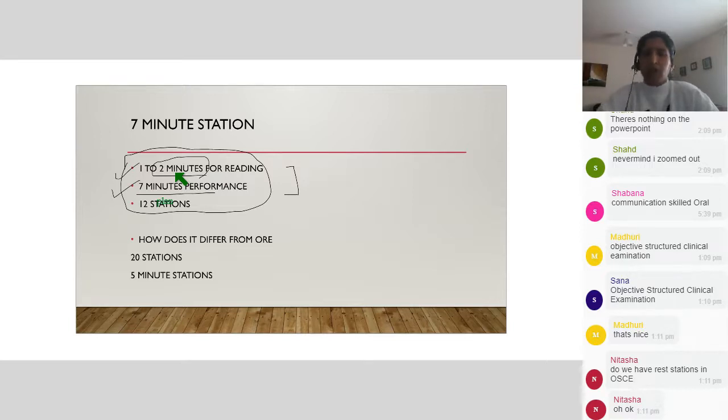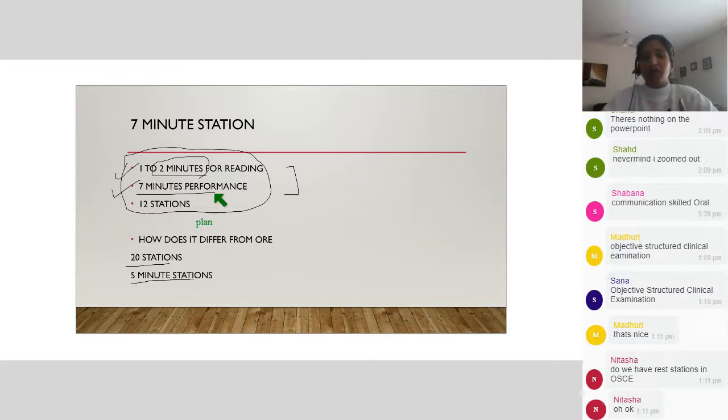Okay. Now in ORE you have around 20 stations. Around 18 stations you are assessed, 2 stations are pilot stations, and totally you at least have 26 stations where 6 stations are rest. And they are all 5 minutes. So ORE is a huge exam. It takes around 2.5 hours. This I think will be a little smaller, but still, because it's 7 minutes, you will also end up getting tired.